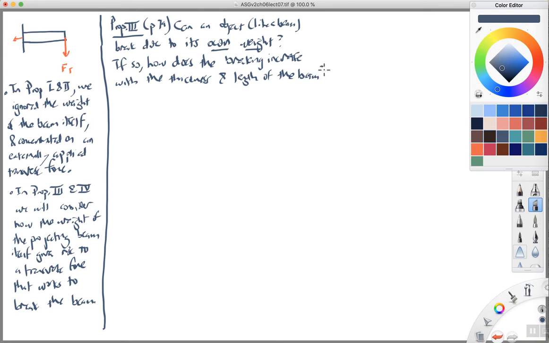So we're assuming for the moment that we're not changing the material. We're keeping the material of the beam the same. If it's marble, let's say, we're going to keep it marble, but we're imagining making it longer and making it thicker. And how does that affect its tendency to break under its own weight?